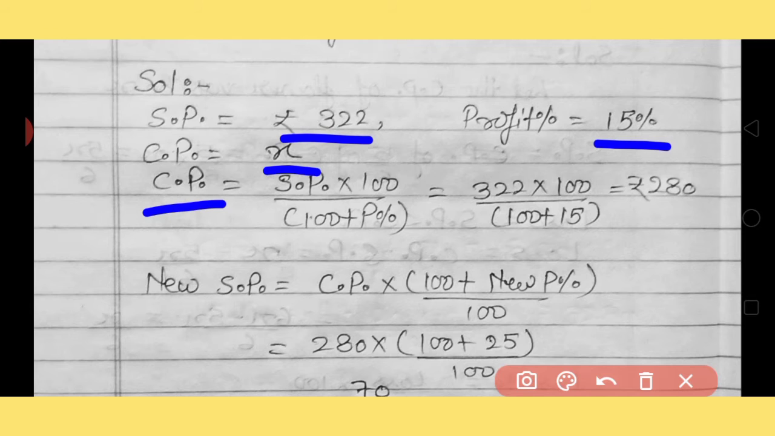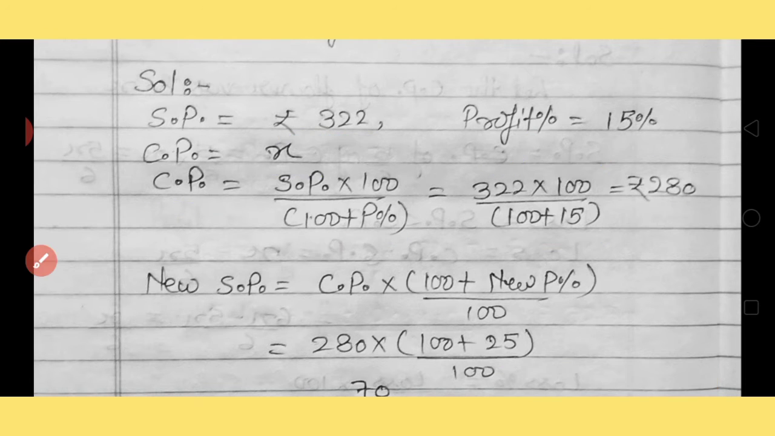So firstly we will get the CP, then we will use the required profit, and then we will get the new SP. So CP is SP multiplied by 100 divided by 100 plus percentage profit. 322 is the SP, 100 is multiplying, and 100 plus 15. So after the multiplication and the division, we get the answer 280 rupees. 280 rupees we have got as the CP.